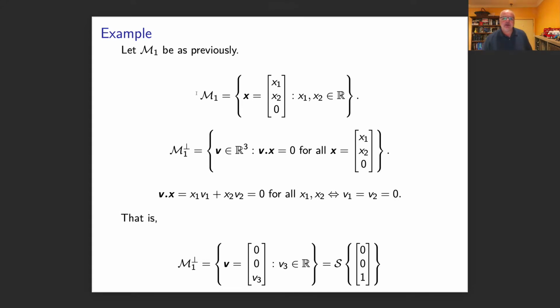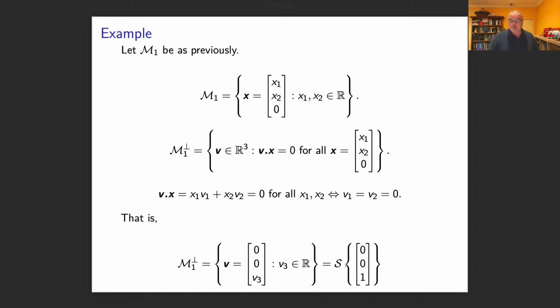So let's think about one we looked at before. We had this M1, and we defined this. This was all the vectors of the form x1, x2, 0. So M1 perp is going to be all the v's in R3, such that v times x equals 0 for all x. Well, if you think about it, we need this times some vector equal to 0. So if I denote my v as v1, v2, v3, for this to be equal to 0, x1 v1 plus x2 v2 equals 0 for all x1, x2. Which implies, if you quickly solve it, that v1 equals v2, which equals 0.